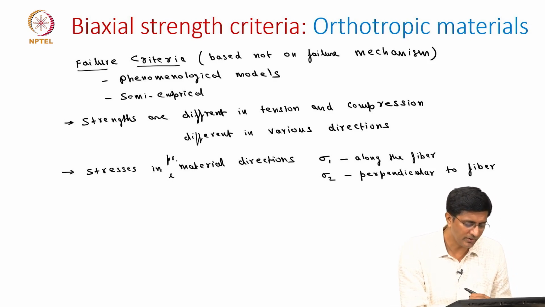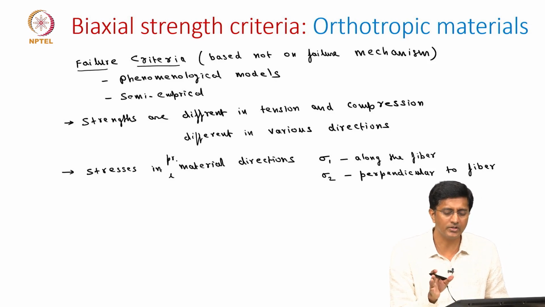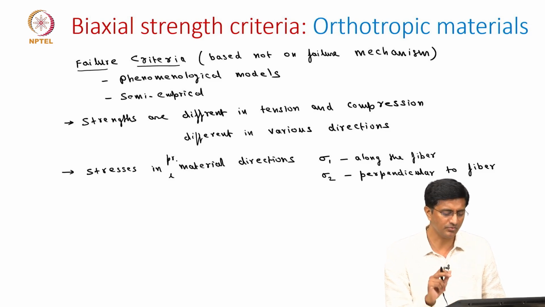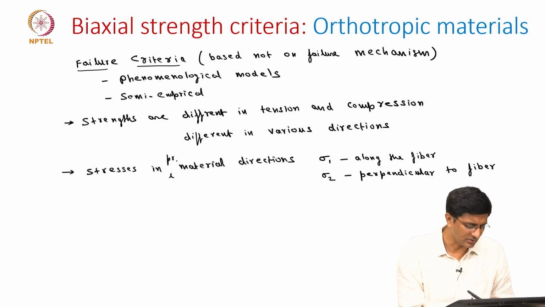What do we mean by principal material directions? These are along the fibers and perpendicular to the fibers. That's why we said sigma 1 is stress along the fiber and sigma 2 is stress perpendicular to the fiber. Let me show this with an example.